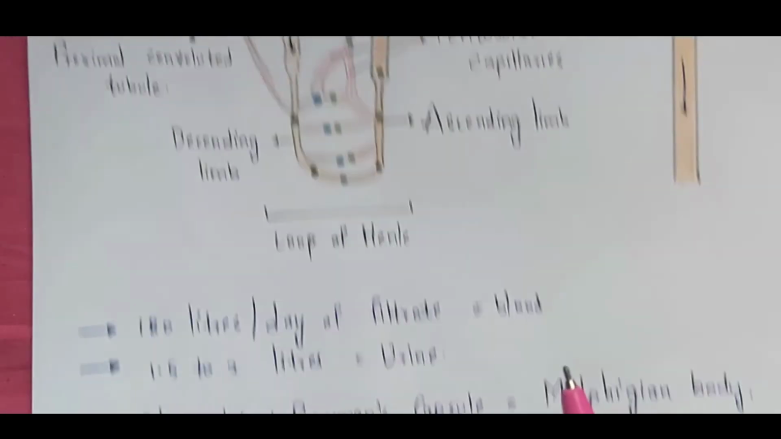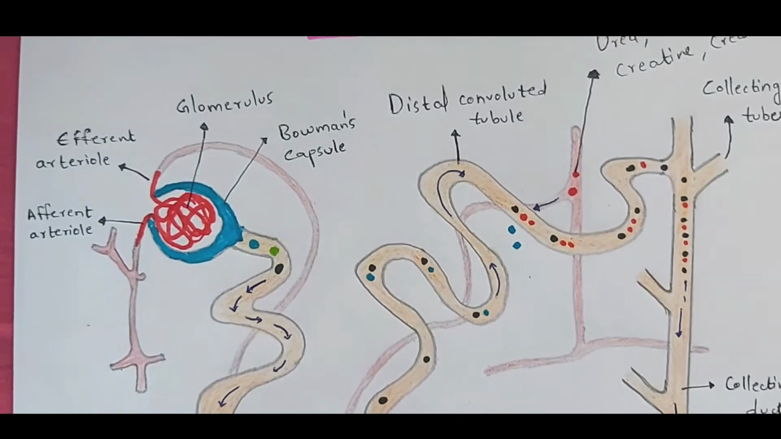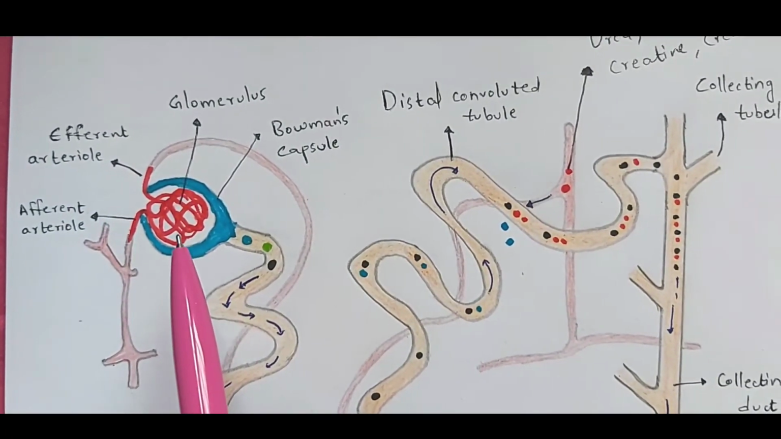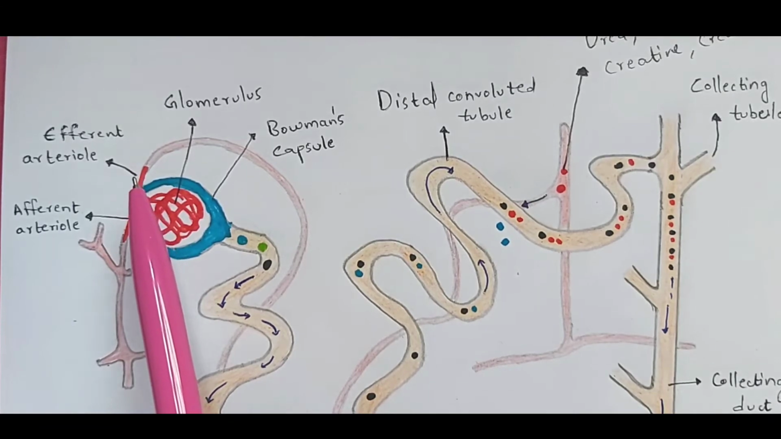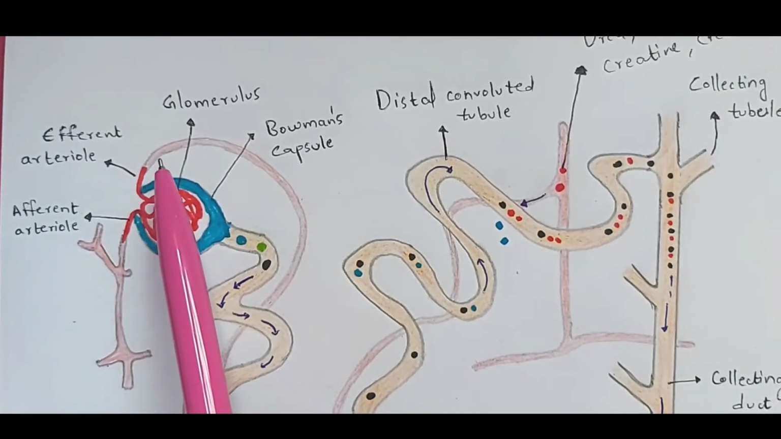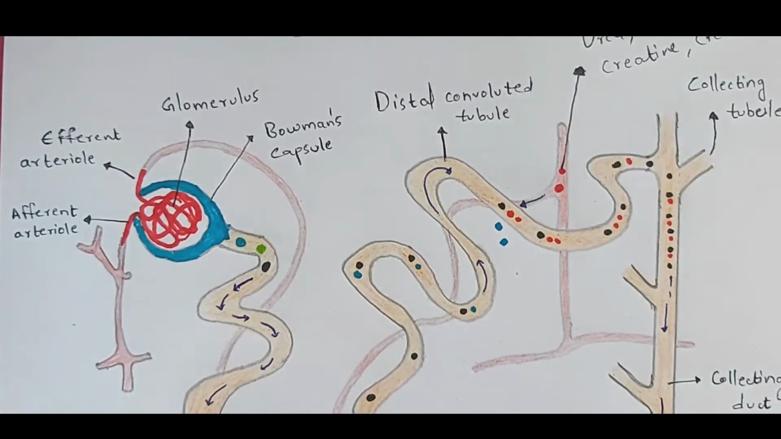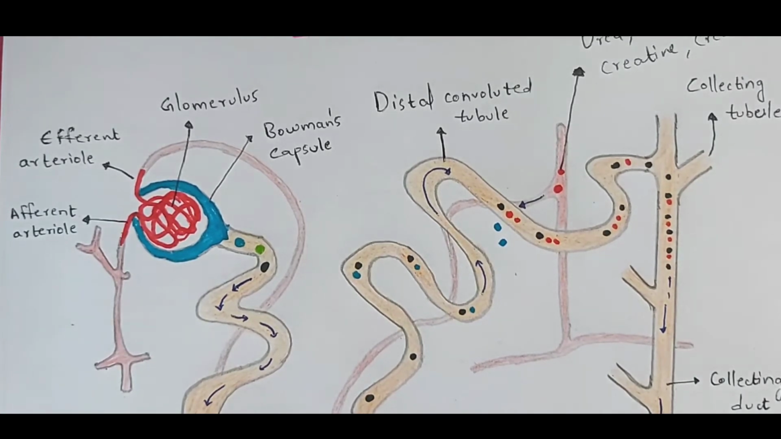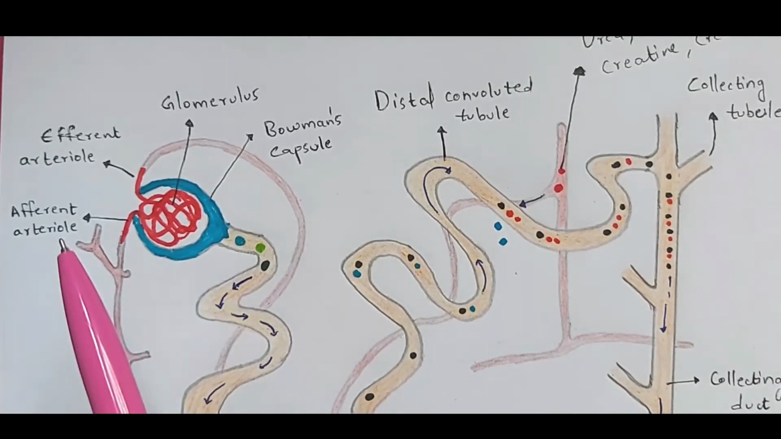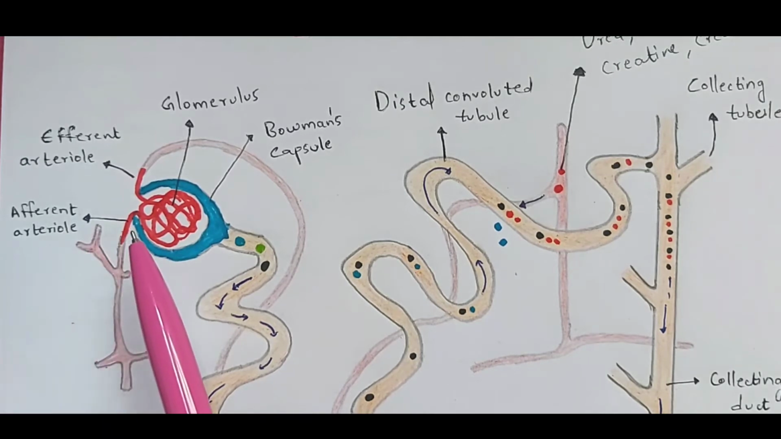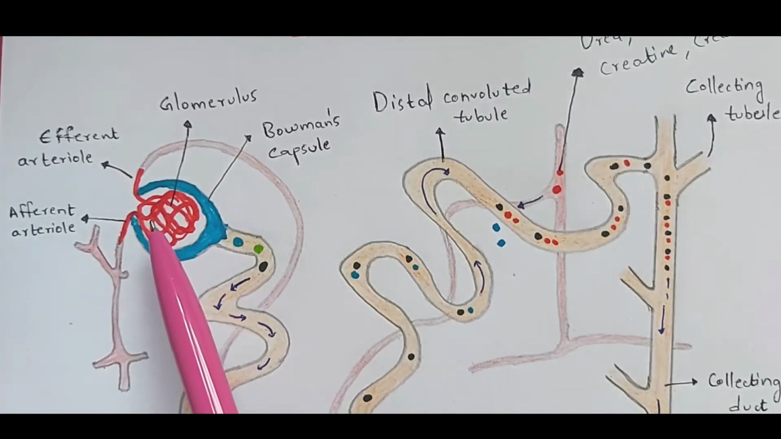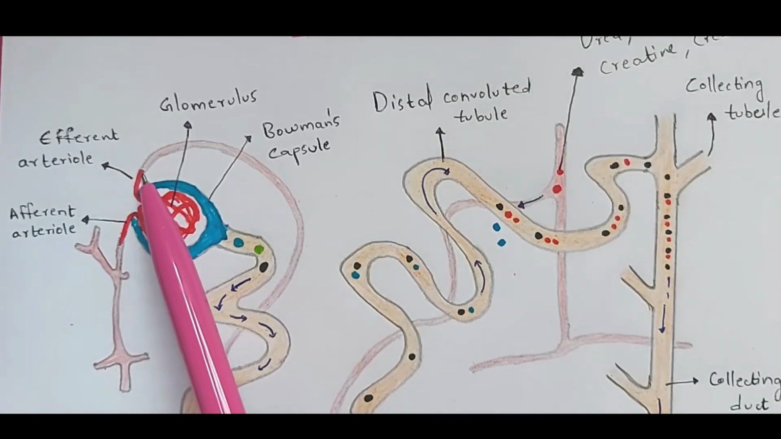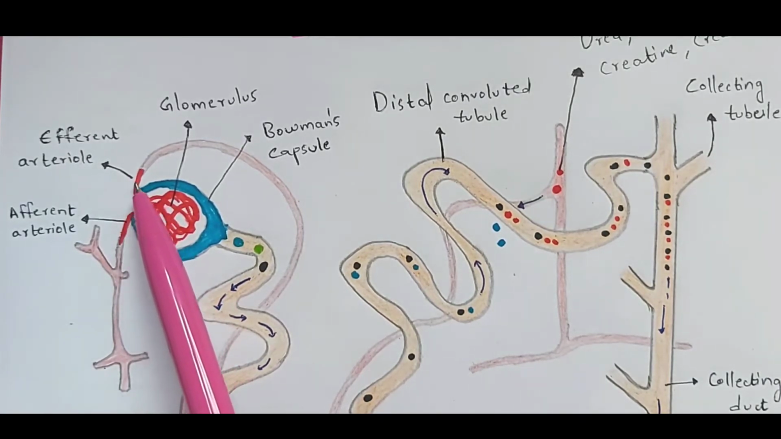Then once the blood is filtered and all of these molecules have been released by the filtration, the remaining filtered blood will move out through the efferent arteriole. One of the most important things to remember is that the afferent arteriole is thick in nature. It is very thick in structure. Coming to the efferent arteriole, it is thin and narrow, right?